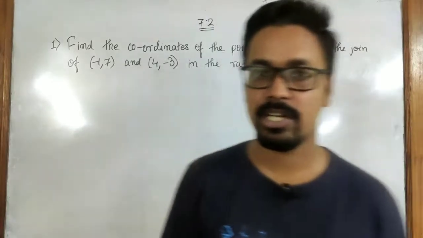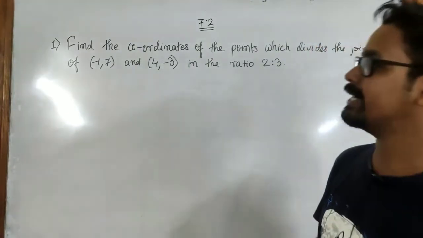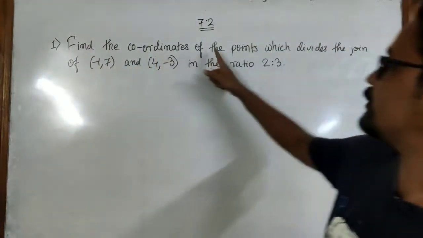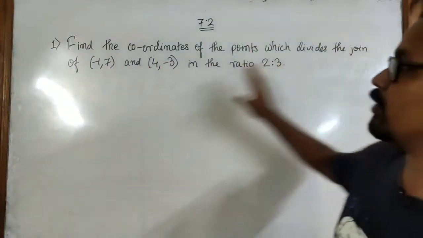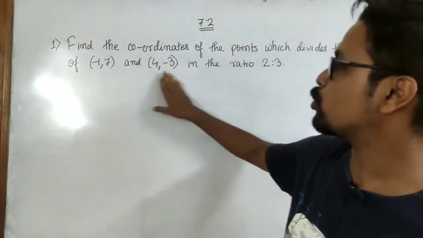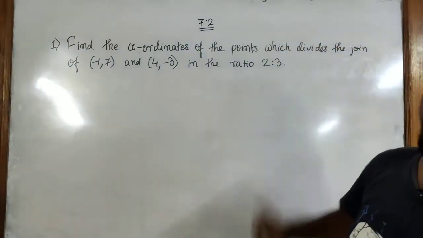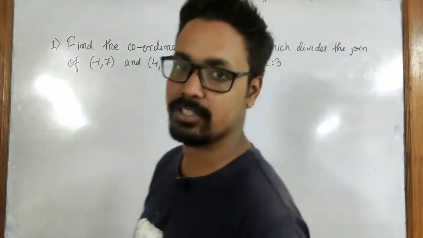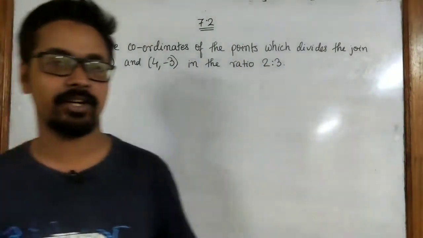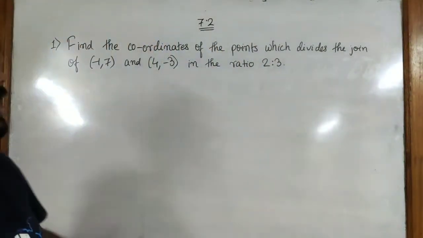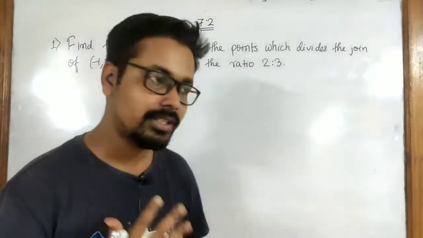So here we have question number 1 of exercise 7.2, and it asks us to find the coordinates of the point which divides the join of -1,7 and 4,-3 in the ratio 2:3. So we will use the section formula, which we have seen how to derive in our previous video. Today we will start off with the application of the section formula.